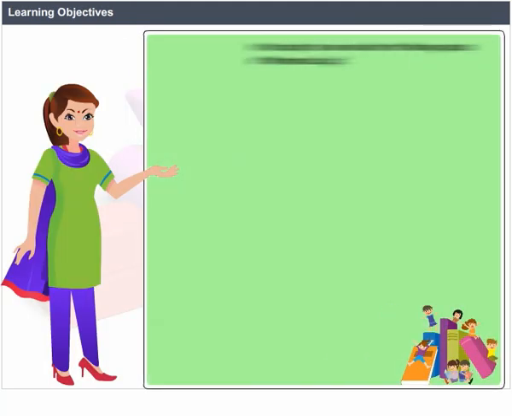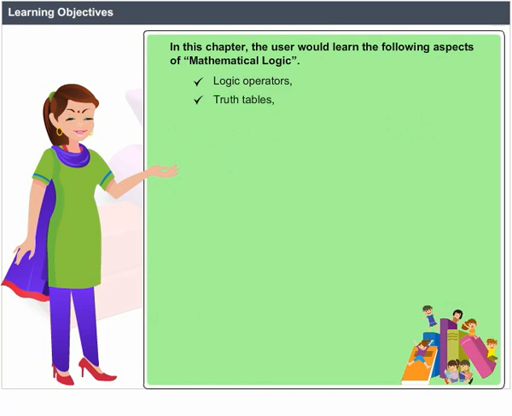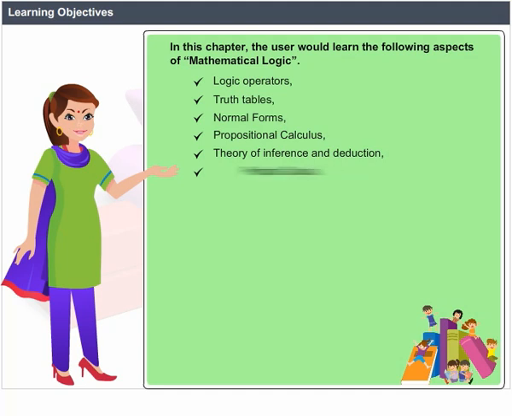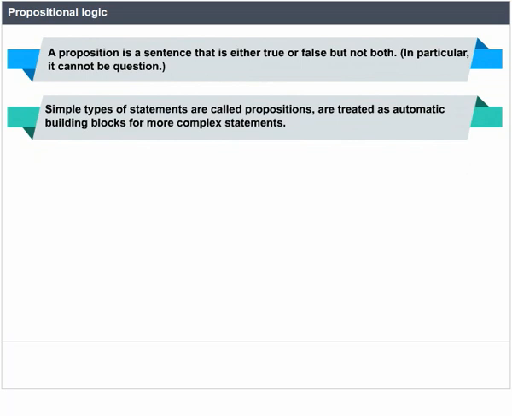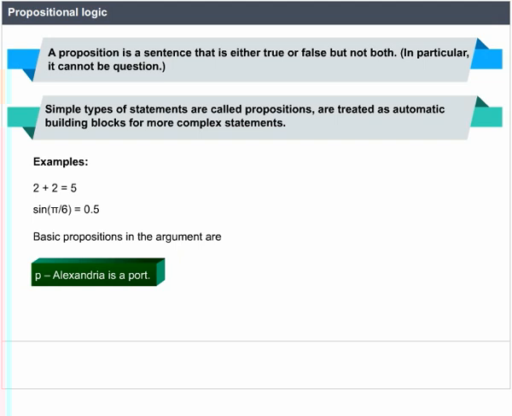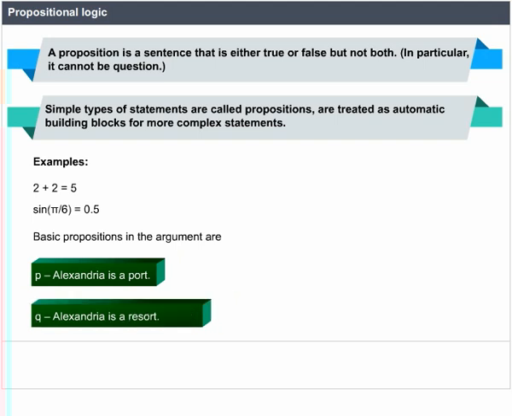Learning objectives. In this chapter, the user will learn the following aspects of mathematical logic: logic operators, truth tables, normal forms, propositional calculus, theory of inference and deduction, predicate calculus. Propositional logic. A proposition is a sentence that is either true or false but not both. In particular, it cannot be questioned. Simple statements are called propositions and are treated as building blocks for more complex statements. Examples: 2 plus 2 equals 5, sin pi by 6 equals 0.5. Basic propositions in the argument are: P represents Alexandria is a port, Q represents Alexandria is a resort.